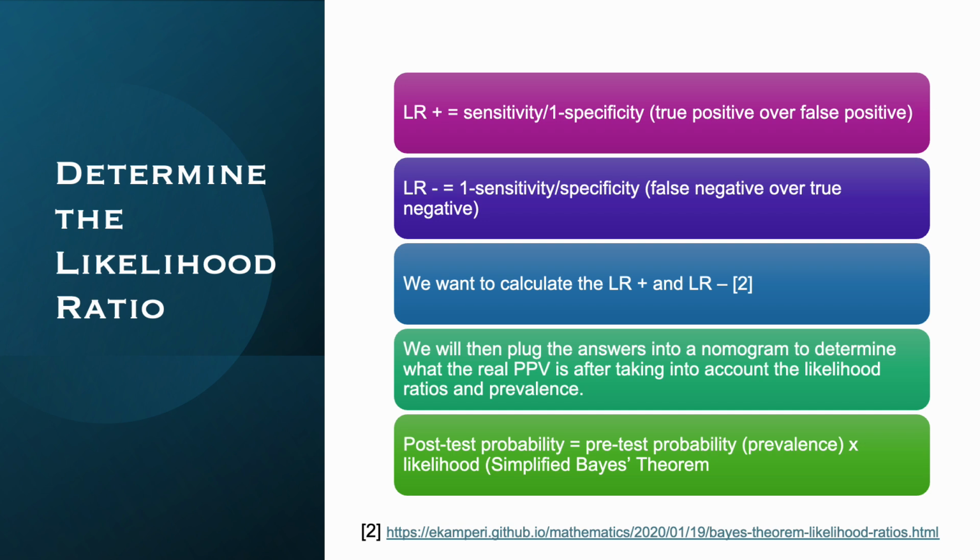We'll then plug the answers into a Fagan's nomogram to determine what the real positive predictive value is after taking into account both the likelihood ratio and the prevalence. So the simplified formula is the post-test probability of a diagnostic test is the pre-test probability or prevalence times the likelihood, and that's what I call the simplified Bayes' theorem.